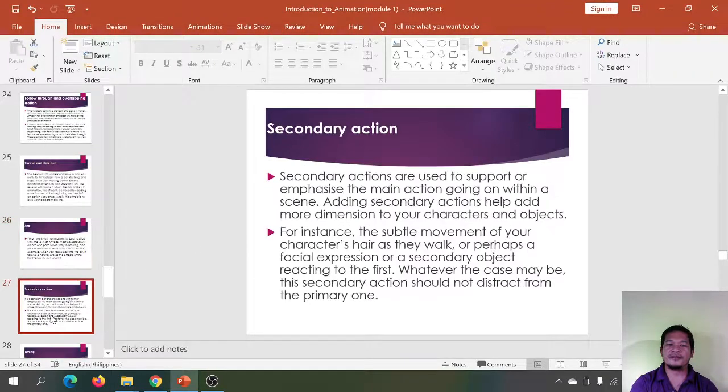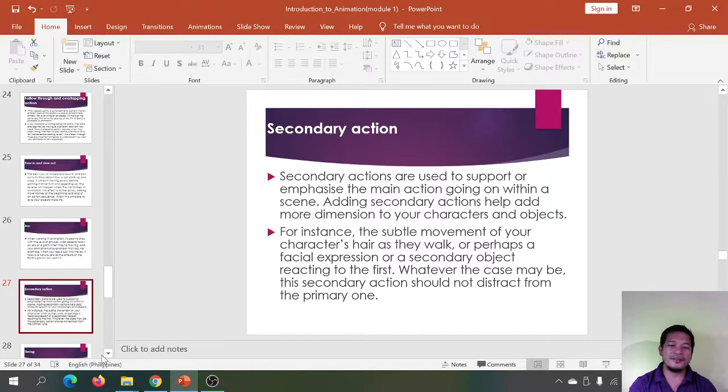And we have here the secondary action. The secondary actions are used to support or emphasize the main action going on within a scene. Other secondary actions help add more dimensions to your characters and objects. For instance, the subtle movement of your characters as they walk, or perhaps a facial expression or a secondary object reacting to the first. Whatever the case may be, the secondary action should not distract from the primary one.